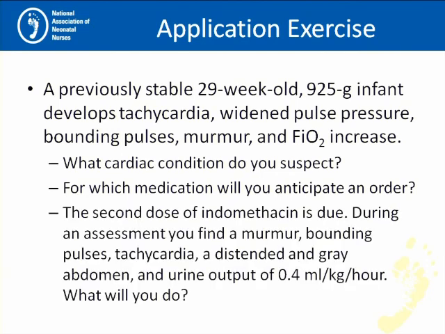The second dose of indomethacin is due. During an assessment, you'll find a murmur, bounding pulses, tachycardia, a distended gray abdomen, and urine output of 0.4 milliliters per kilogram per hour. What will you do? Notify the physician or practitioner. The infant has some clinical signs of necrotizing enterocolitis, which is a contraindication for indomethacin. The urine output is also low, and renal function should be evaluated.